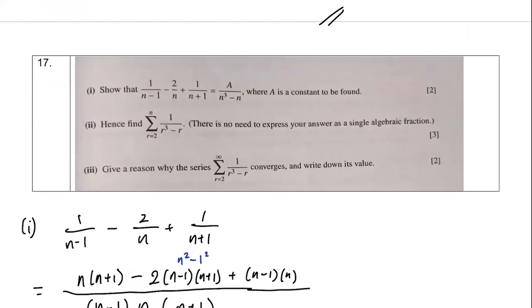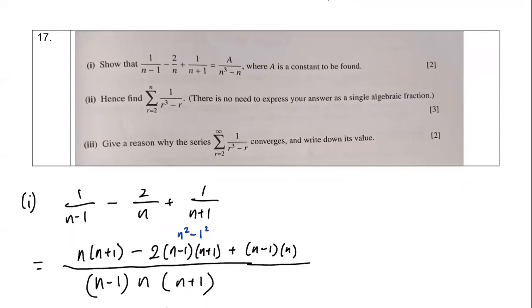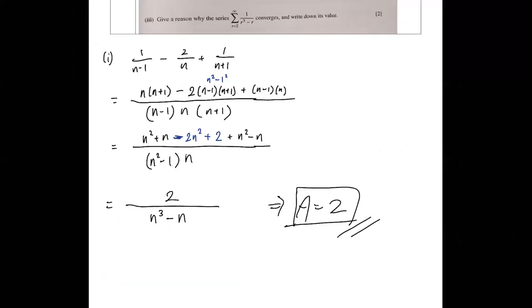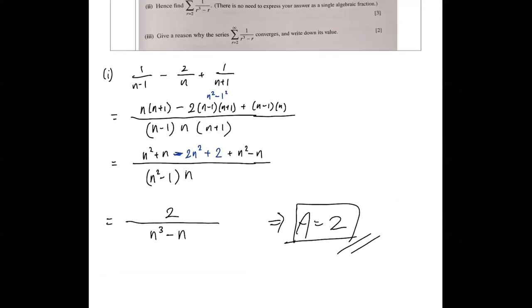Moving on. Part 2, hence find this sum, 1 over r cubed minus r, r equals 2 to n. There is no need to express your answer as a single algebraic fraction. So you realize that this and this look very similar? Yes, the n basically got replaced with r, and then you take the summation from r equals 2 to n. Just treat n as a constant number. So yeah, we're gonna make use of that formula now. So in part 2, the summation of 1 over r cubed minus r, where r goes from 2 to n.